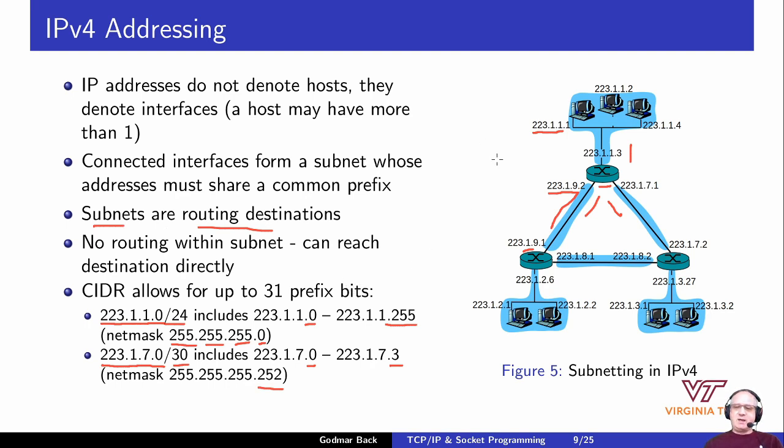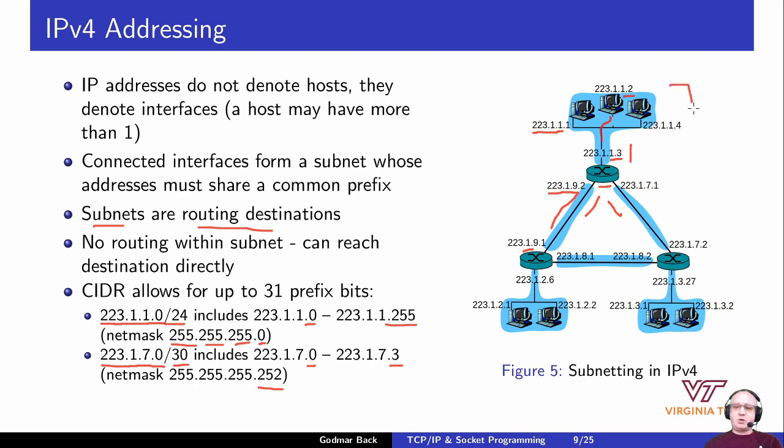Now, what about inside each subnet? How is routing done there? Well, routing is not done there. It is assumed that it is possible to reach every destination within one subnet without routing. So for example, if this router here, .3, wanted to send packets to .2 here, it could do so without needing to send this packet to another internet router.